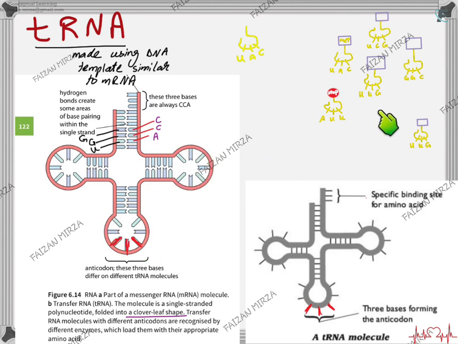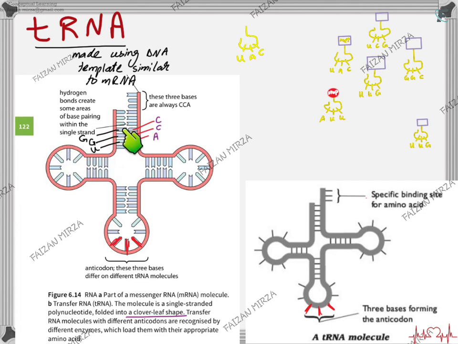It rolls up like this. Although we draw it in this way, the simplified diagram, actually it's like this. You can see the complementary base pairing. This is CCA, so it will have GGU on the other part. These are not two strands, keep that in mind. They look like two strands, but they are a single strand. This is the sugar-phosphate backbone.